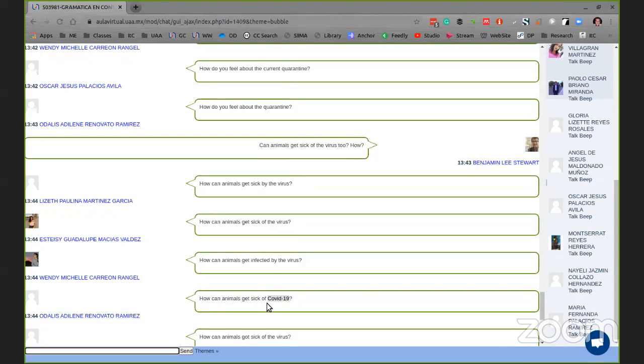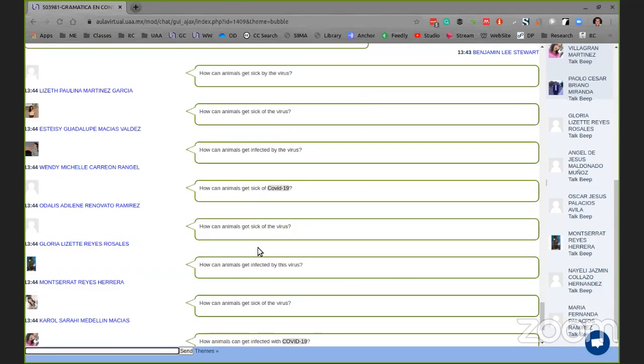How can animals get sick of? How can animals get sick? How can animals got sick? All right, so Liz said, pay close attention to the verb tenses, right? And try to keep clear when a verb is functioning as an auxiliary and when it's functioning as the main verb of the sentence, right? In this case, got sick is a phrasal verb, right? It's kind of a reflexive verb.